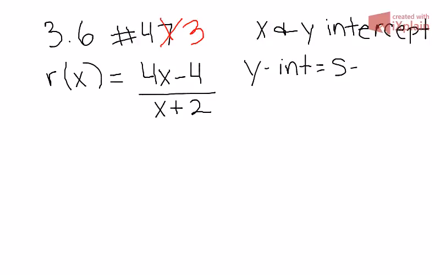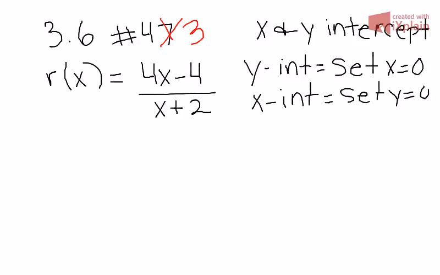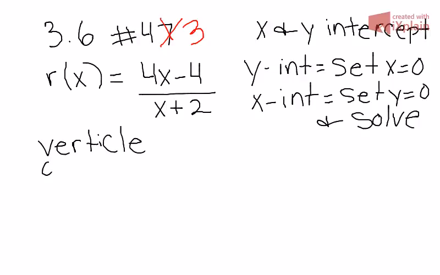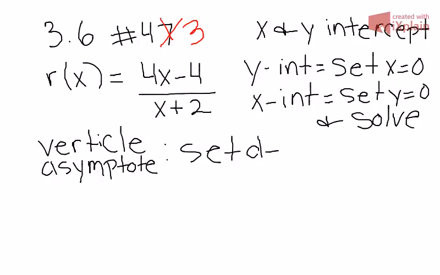So x and y intercepts, remember for the y-intercept we're just setting x as 0 and solving. I think that would be what? Negative 4 over 2, so negative 2. And then the x-intercept, we'll go ahead and set y equal to 0 and solve. So not too tough there. I believe that one is 1.